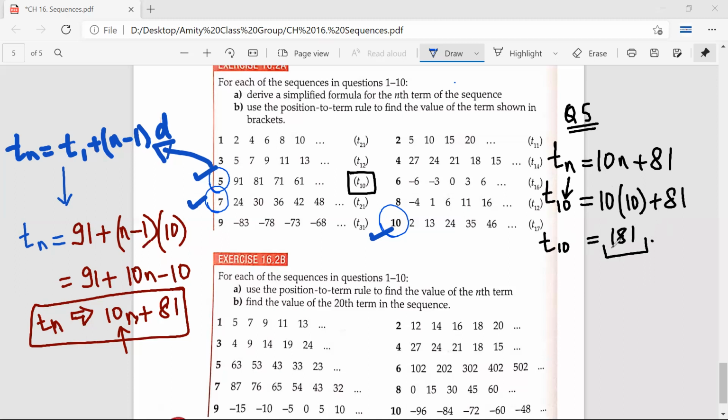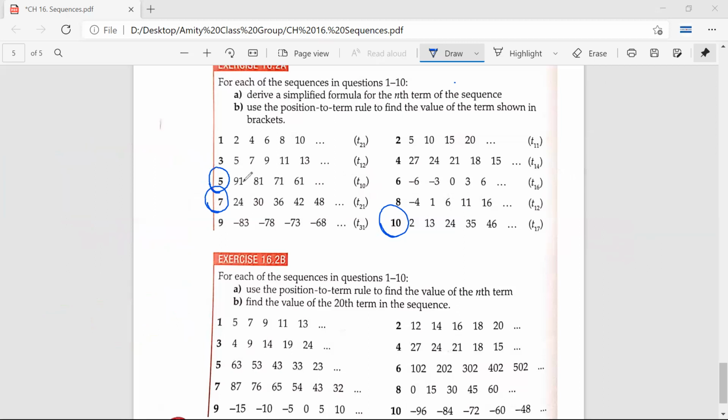Aishwarya ji, okay, your Tn was incorrect. Sanvi, did you find 181 as your answer for question 5? Yeah. Okay. I think we'll have to do more practice about this. Okay, not an issue. So question number 7.